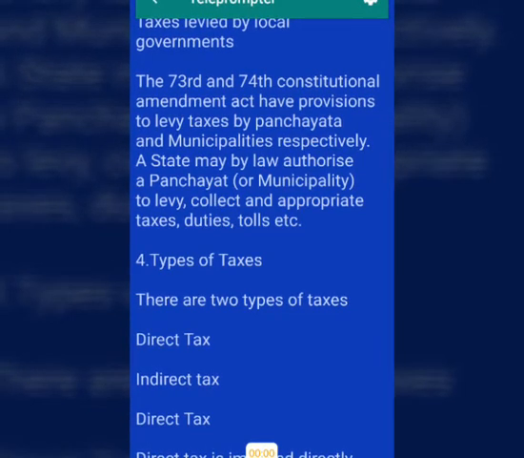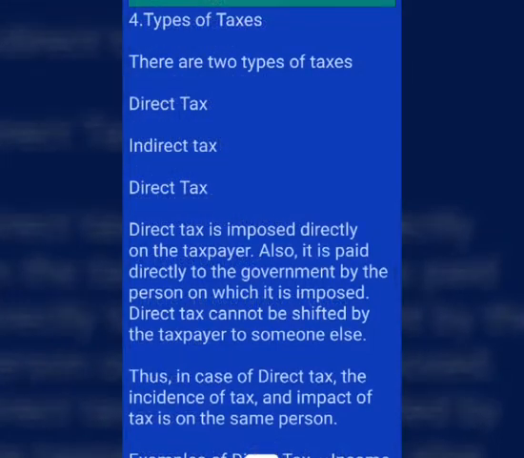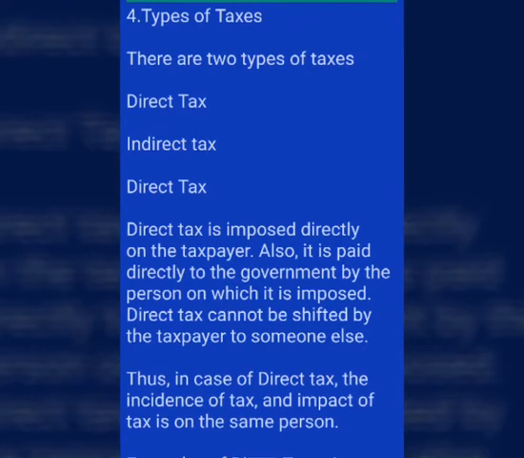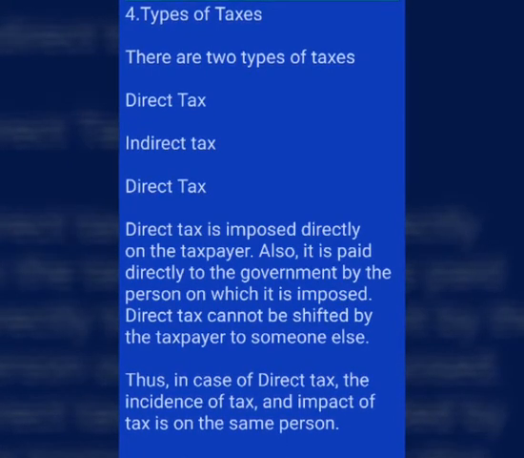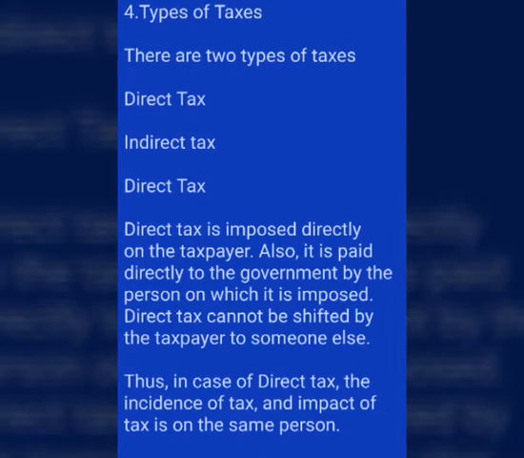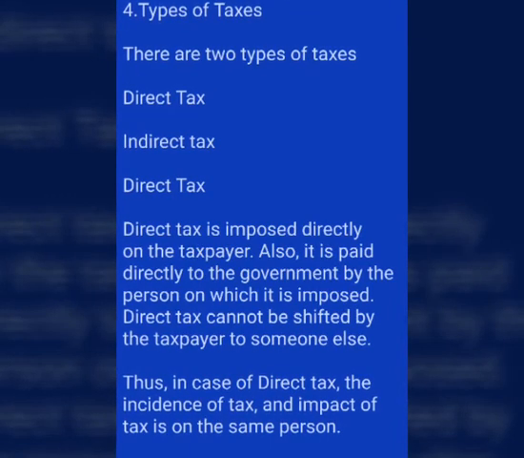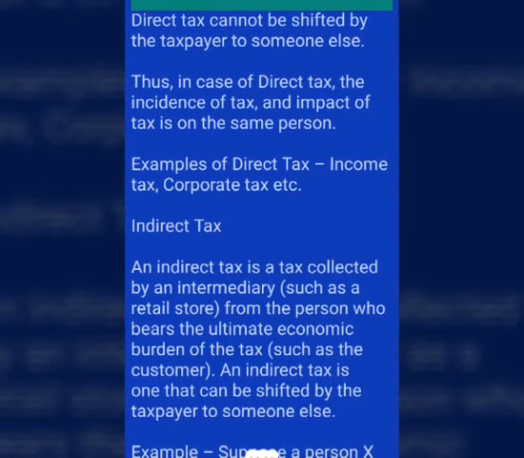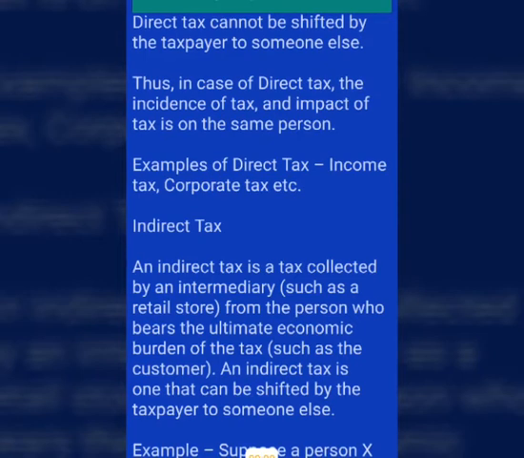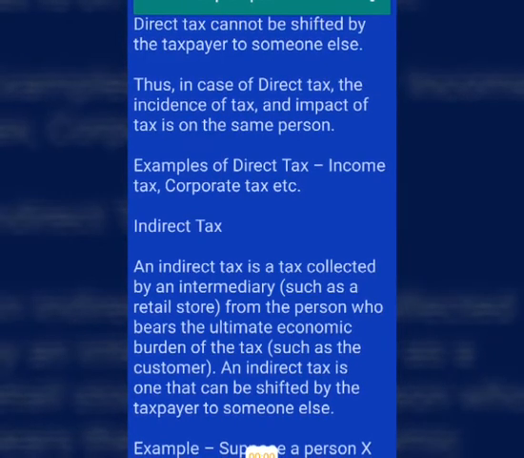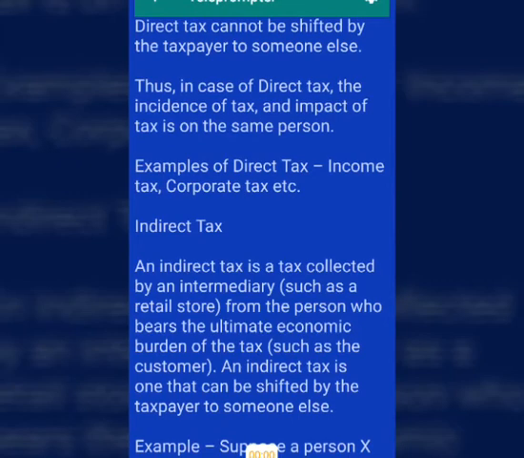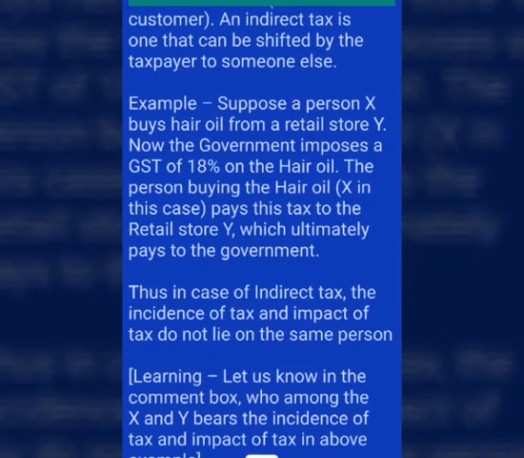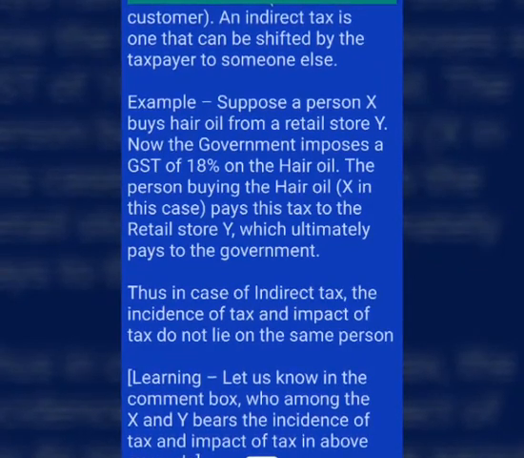Indirect tax. An indirect tax is a tax collected by an intermediary, such as a retail store, from the person who bears the ultimate economic burden of the tax, such as the customer. An indirect tax is one that can be shifted by the taxpayer to someone else. Example: suppose a person X buys hair oil from a retail store Y. Now the government imposes a GST of 18% on the hair oil. The person buying the hair oil, X in this case, pays this tax to the retail store Y, which ultimately pays to the government. Thus, in case of indirect tax, the incidence of tax and impact of tax do not lie on the same person.